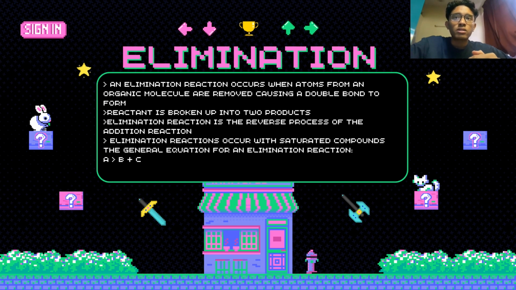Elimination reaction occurs with saturated compounds, which means the compound only has single bonds. The general equation for an elimination reaction is A equals B plus C. So for elimination reaction, there are two groups involved, which are alkyl halide and alcohol. For alkyl halide, the reaction is called dehydrohalogenation.